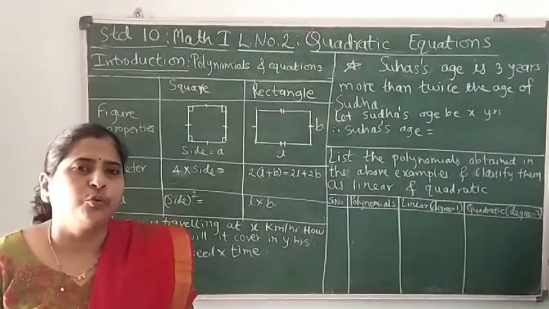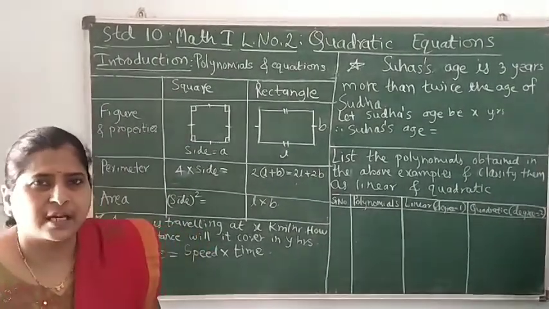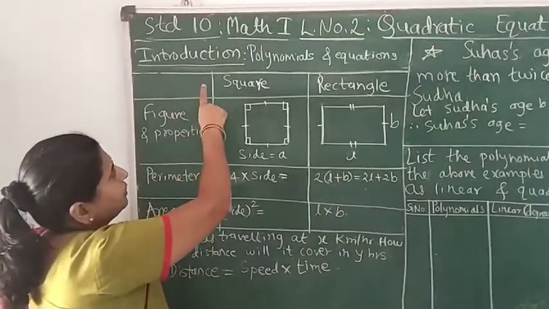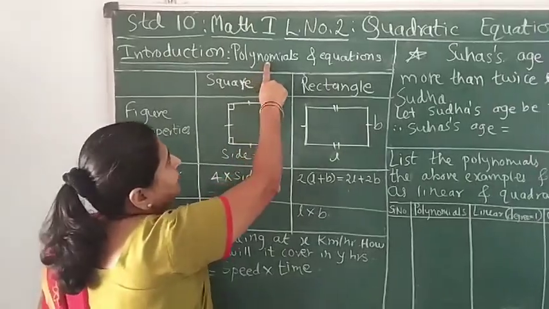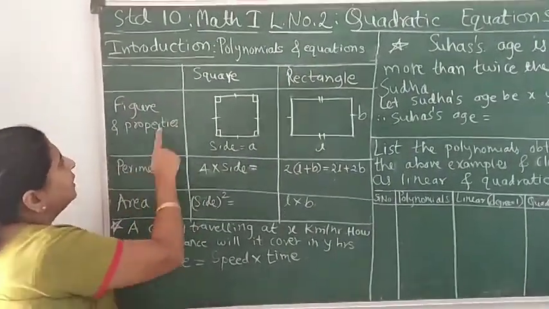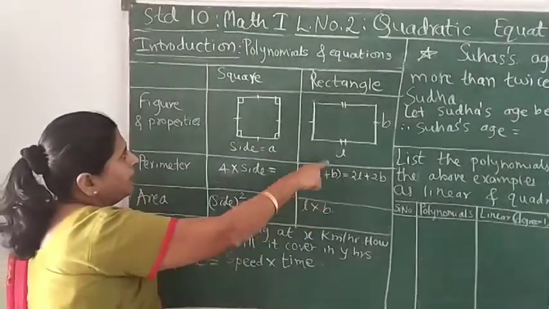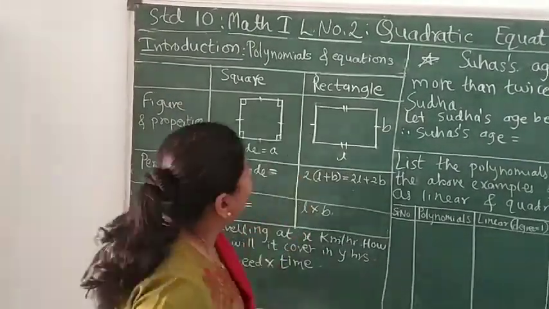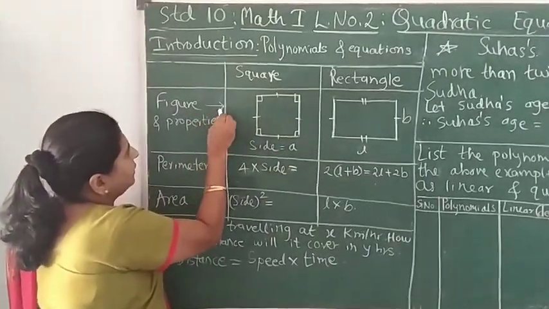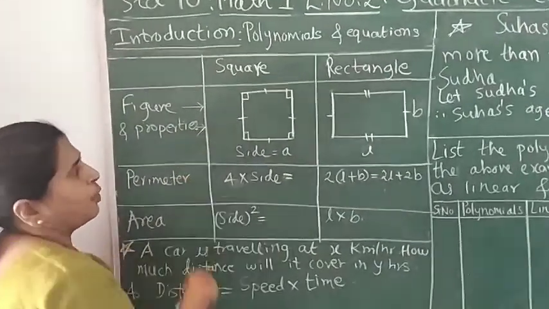Before that, we are going to do one activity. What is this activity? Let's see. We are going to understand the meaning of polynomials and equations. For this activity, let's start. I have drawn a table, and here I have written about a square and a rectangle. Here I have drawn the figures, and let's recall their properties.